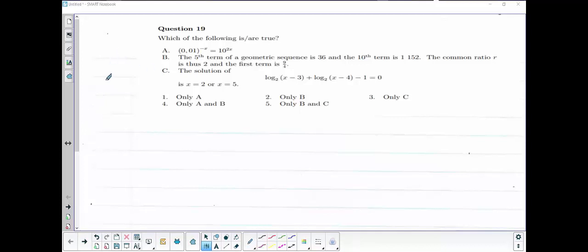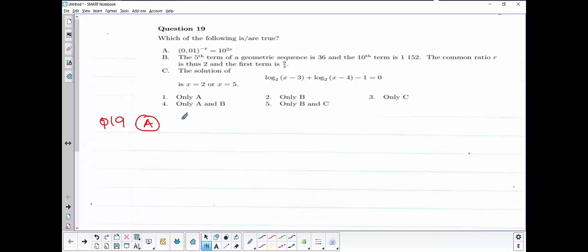Answer to question 19. So we are having the question: which of the following is true, or which of the following are true? We are given options A, B, and C. Let us start from A to determine which one is true or which ones are true.